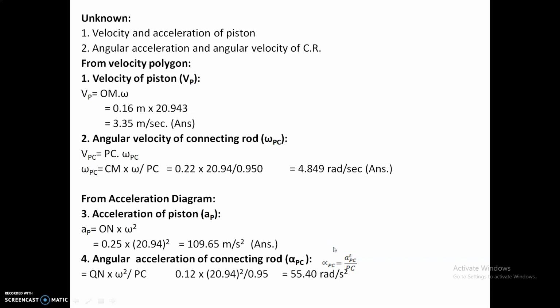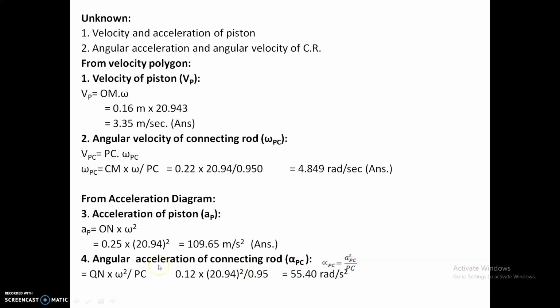And from this velocity polygon and acceleration polygon, whatever unknowns are given, let us see how to calculate them. So unknown number one is the linear velocity of the slider and the angular velocity of the connecting rod. Since it is velocity, these values are determined from the velocity polygon. So first of all, the velocity of the slider.